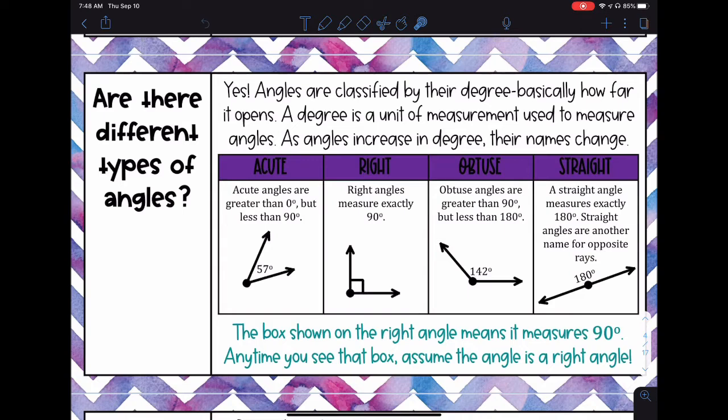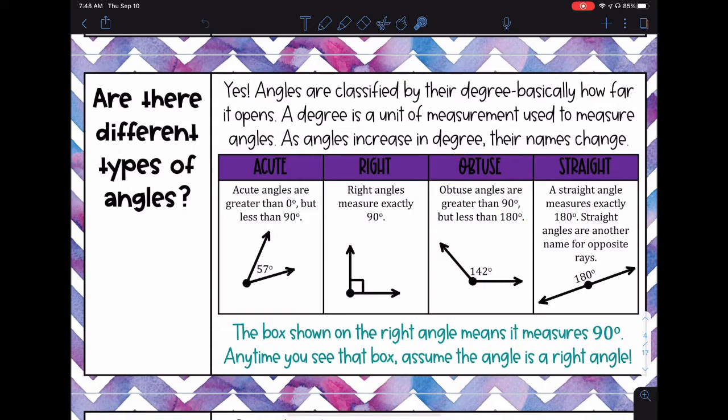Different types of angles. We have an acute angle. An acute angle is between 0 degrees and 90 degrees. So anything in between there would be called an acute angle. It's your small one. Then you have something called a right angle. A right angle is perfectly 90 degrees, and it has a little box down here to tell you that it's a 90-degree angle.